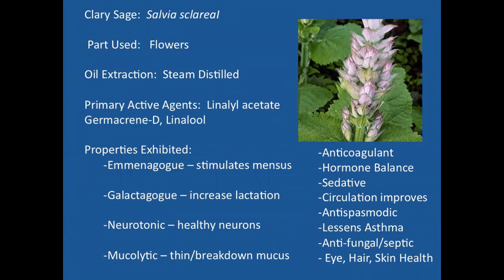One way it improves circulation is through the anticoagulation aspect, because many times thick blood, having a high factor of hemorheology, that is blood flow, it can become thick through dehydration or other constituents that are in the blood, like oils and fats that are excessive, as well as microclots that can happen, which is being seen a lot lately. It's also antispasmodic, can lessen the symptoms of asthma, has antifungal and antiseptic properties, and is beneficial for the health of the skin, hair, and eye. So that's Clary sage as an essential oil.